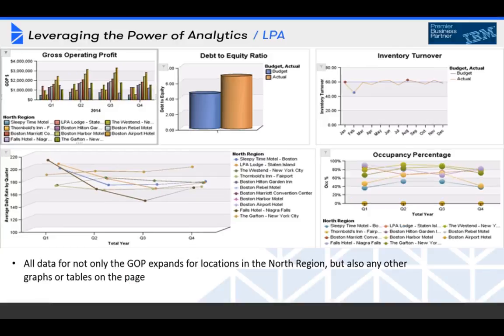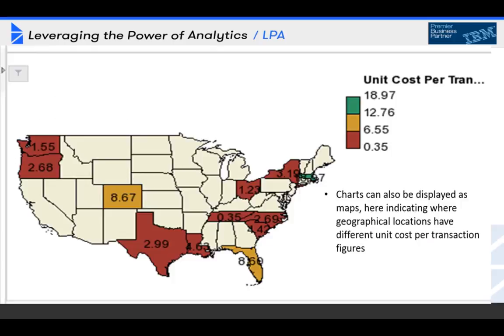Okay. Looking down, now you can go down to GOP, and it expands for all those locations within the North region, as well as any of the other graphs. Here's another example of another type of report or graph that I can do.